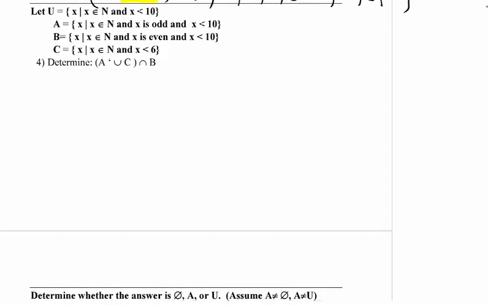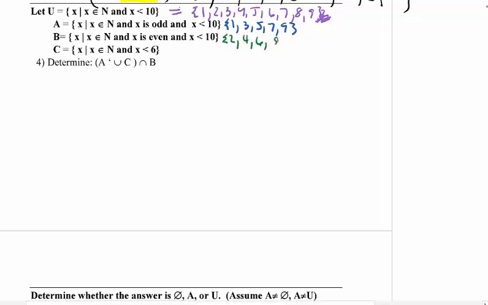So natural numbers start with the number 1, and we're going to go all the way up to 10. So my universal set is 1, 2, 3, 4, 5, 6, 7, 8, 9, and I don't include 10. Be careful because it's less than 10. A, when I look at this problem, is natural numbers that are odd and less than 10. So that would be 1, 3, 5, 7, and 9. B is my natural numbers and they're even, less than 10. So that's 2, 4, 6, and 8.